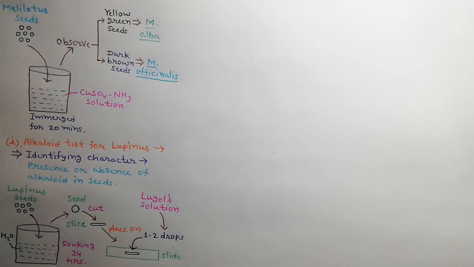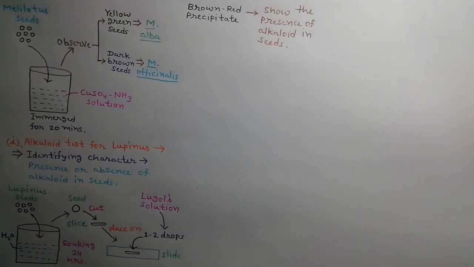The presence or absence of alkaloid in the seeds of lupinus is an identifying character. After soaking the seeds in water for 24 hours, slices of individual seeds are cut and placed on a glass slide, and 1 to 2 drops of Lugol's solution are added. If a brown-red precipitate is developed, that shows the presence of alkaloid in the seed.